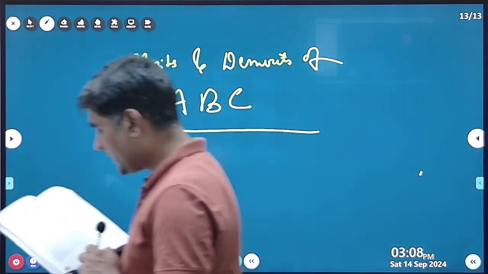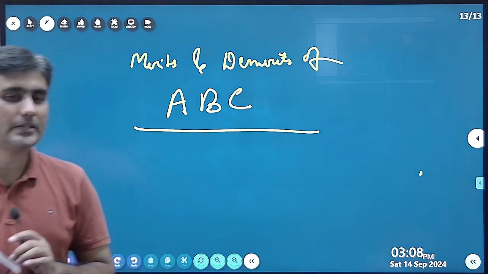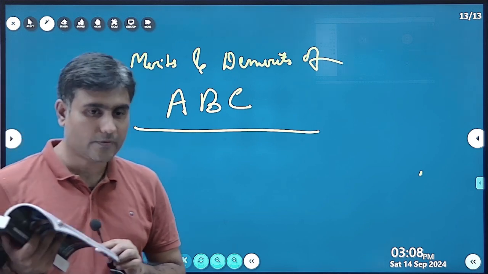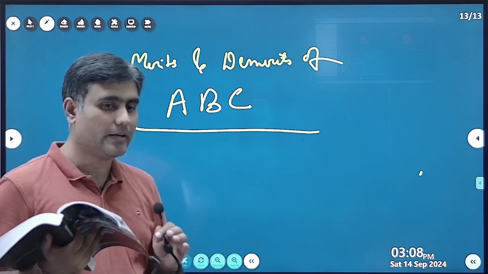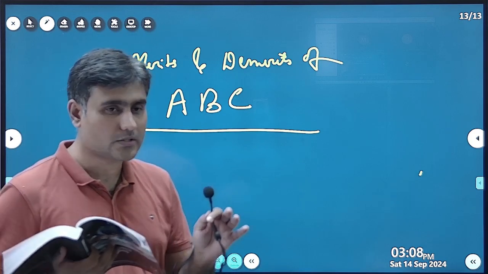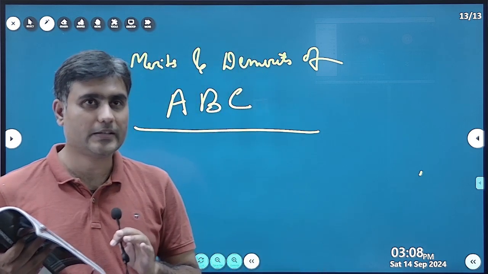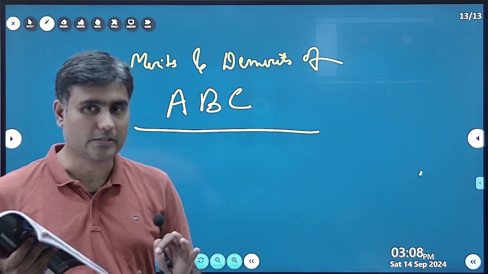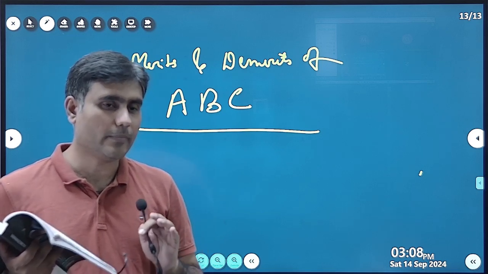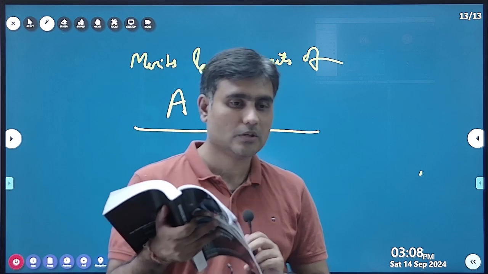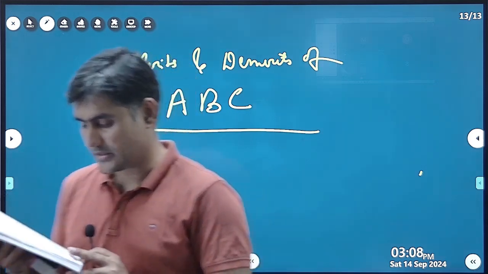The cost of obtaining and interpreting the new information may be considerable. See, ABC is not cheap. To identify all the activities and to segregate them, and then you identify all the cost drivers, it is a time taking thing. So with time it also consumes your cost. You have to employ manpower, you have to analyze the cost. So it is new information, cost is considerable.